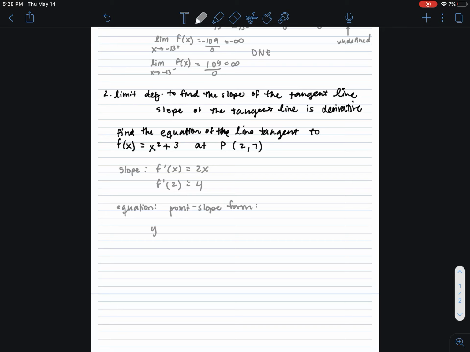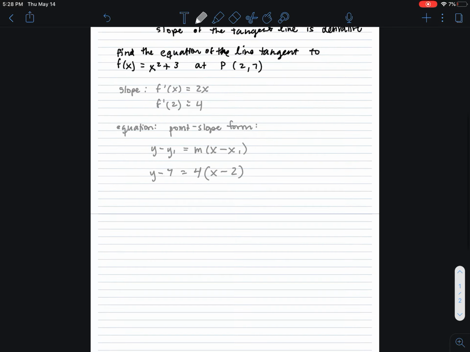We have y minus y1 equals m times x minus x1, where m is our slope. So we have y minus 7, we're getting our 7 from this point, is equal to 4, which is our slope, times x minus 2. Again, that 2 is from this point.